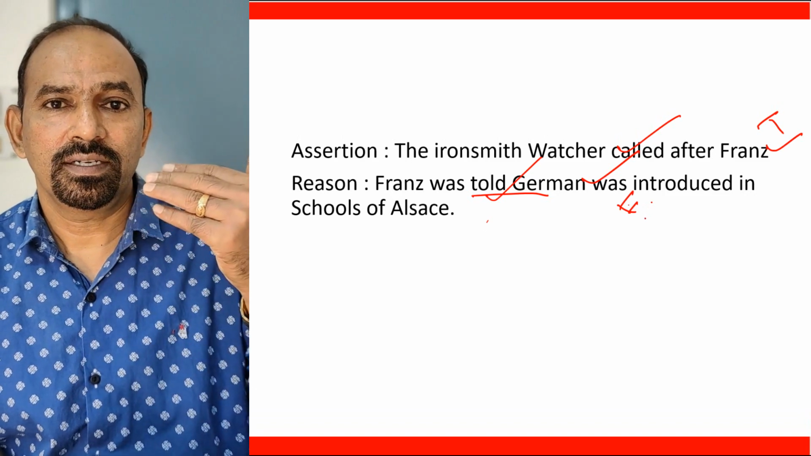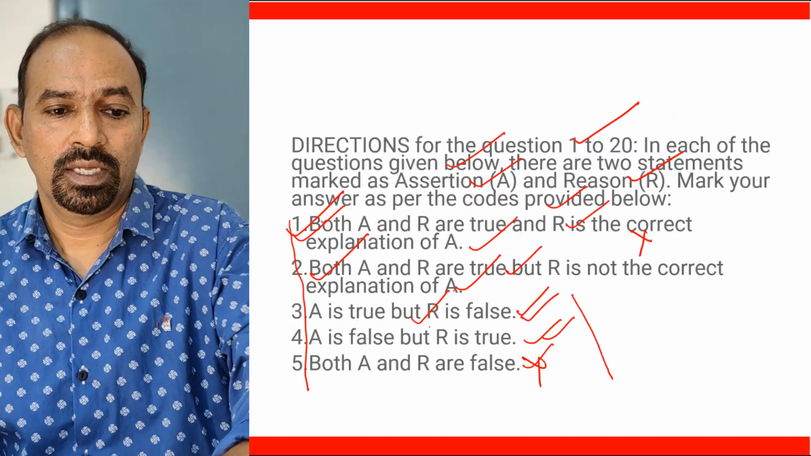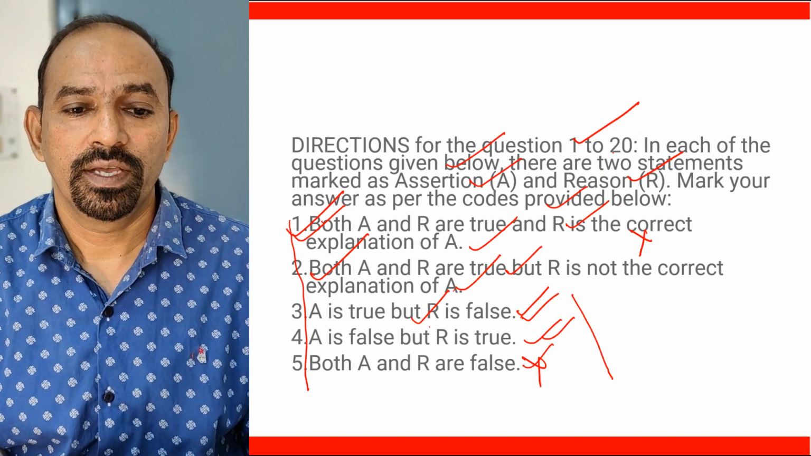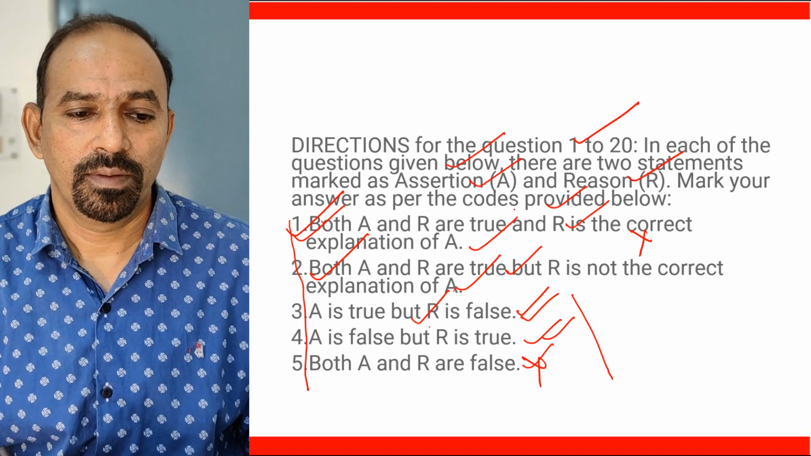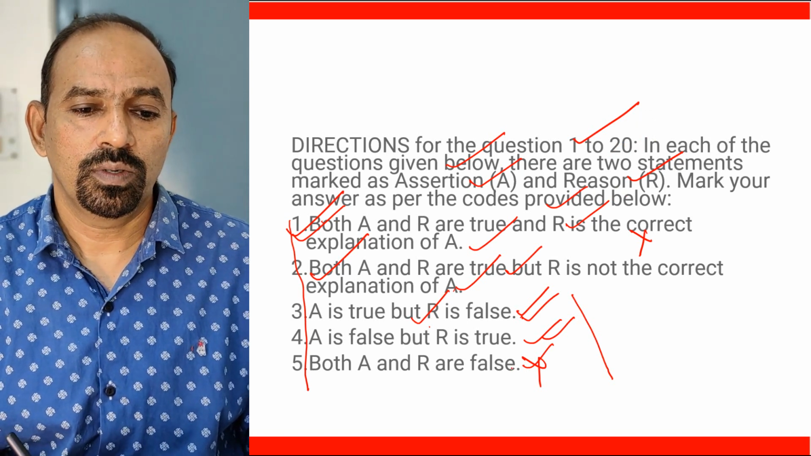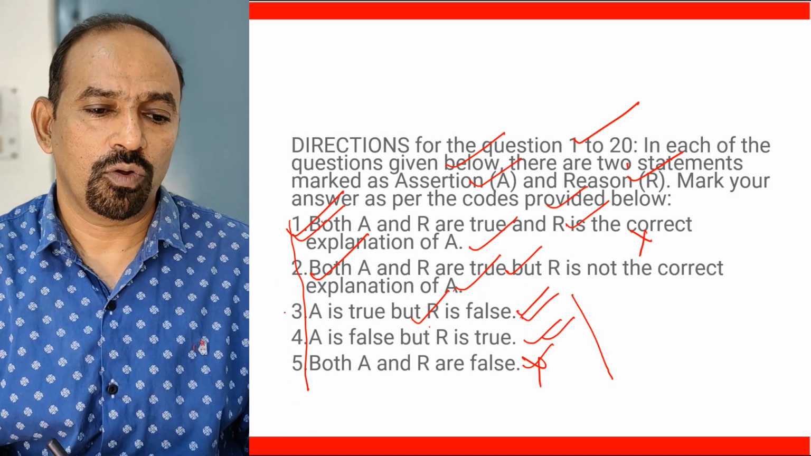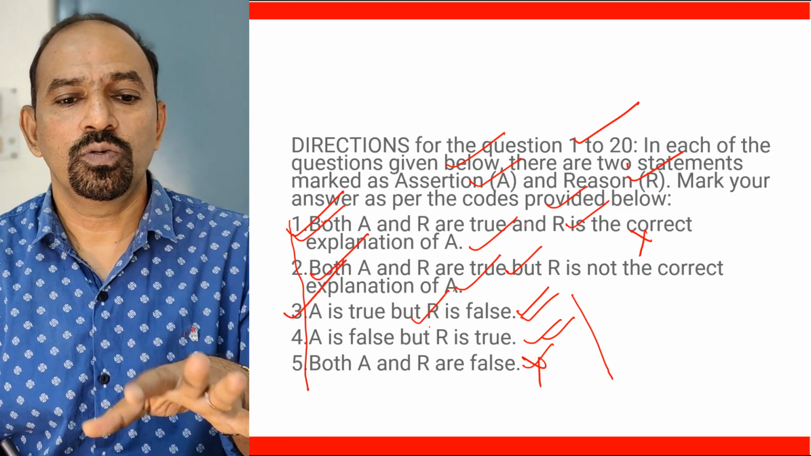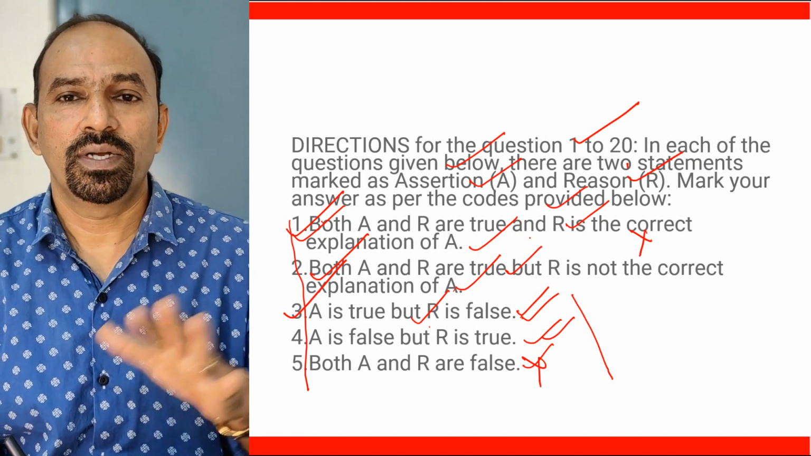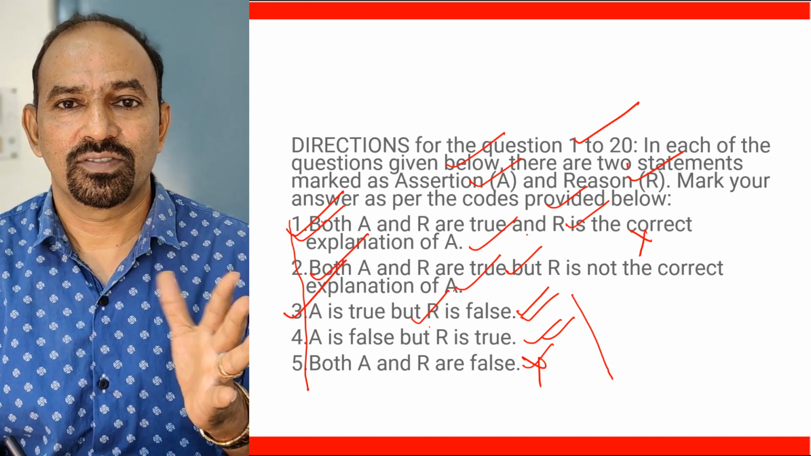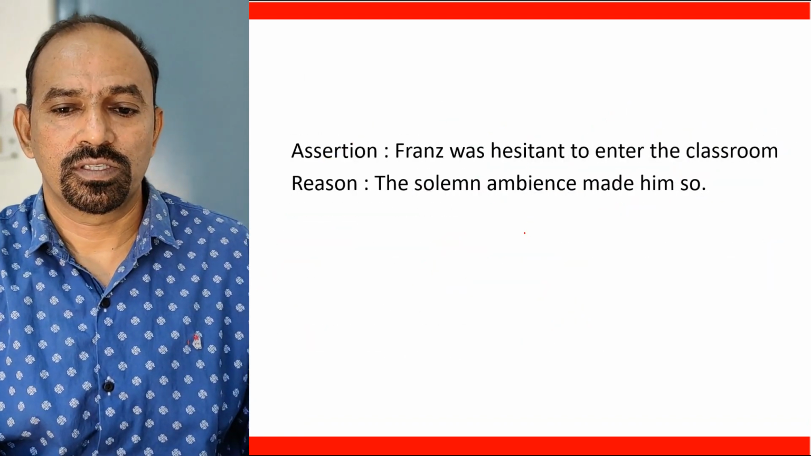So what scenario can we choose out of the five? Look at the scenarios. Both A and R are incorrect? No. A is true, R is false. So 3 is the right option. A is true but R is false. Assertion is true but reason is false. So that is the right option. Come back to the questions.